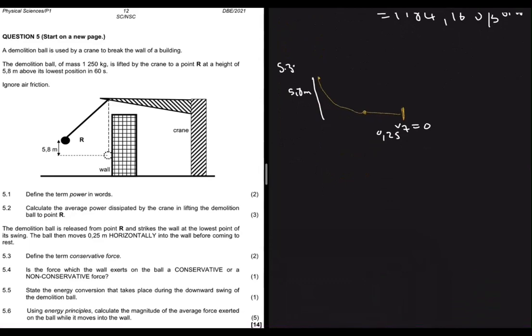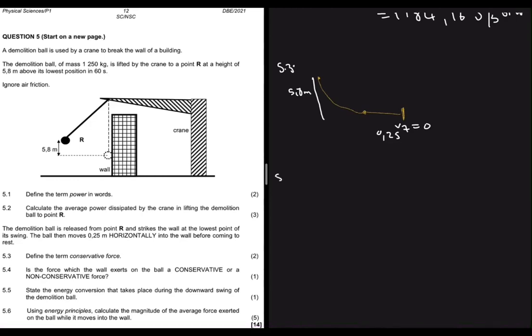Okay, now the question for 5.3 says, define the term conservative force. A conservative force is a force in which the work done is independent of path. In our curriculum, the only forces that are conservative are electrostatic, magnetic, and gravitational force. All other forces are non-conservative. They depend on the path taken. So a conservative force is a force in which the work done is independent of path.